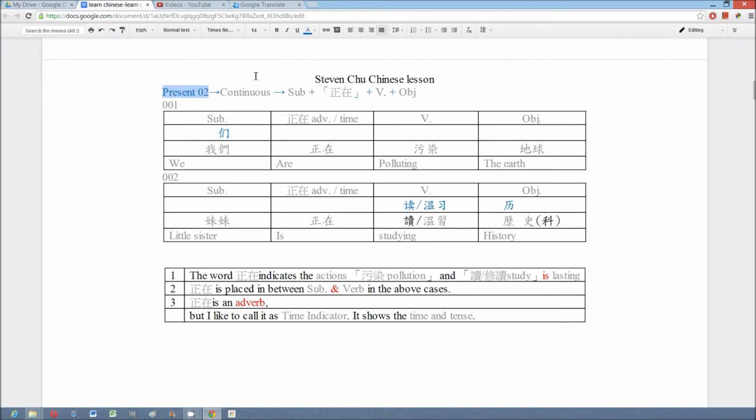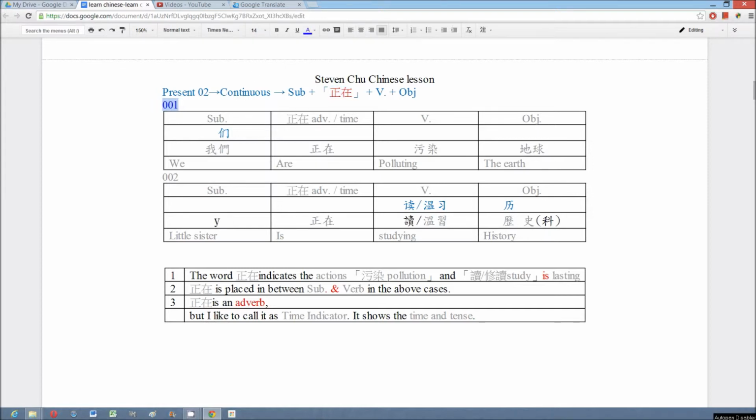This is number 2, and we will learn the continuous of an action. It is also based on the basic sentence, subject, verb, and the object, and then we put a word 正在 in between the subject and the verb. 正在 is an adverb, but it also acts as a time indicator to show the tense.